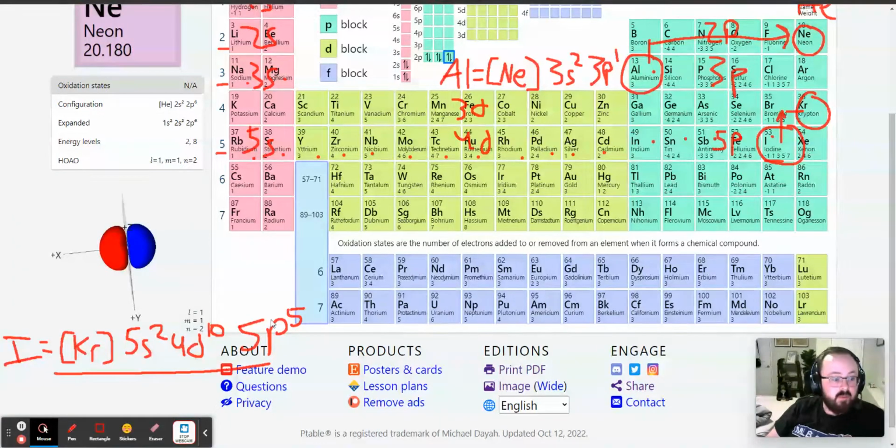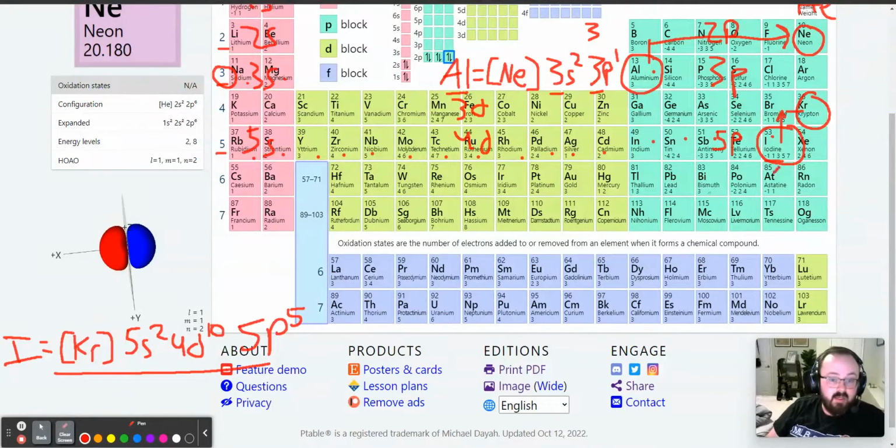So if we take aluminum here, aluminum is in period 3, right here. Which means that we only care about electrons where 3 is the number of the orbital. Those are the valence electrons. So aluminum would have 1, 2, 3. 3 valence electrons. Nice, easy, simple.